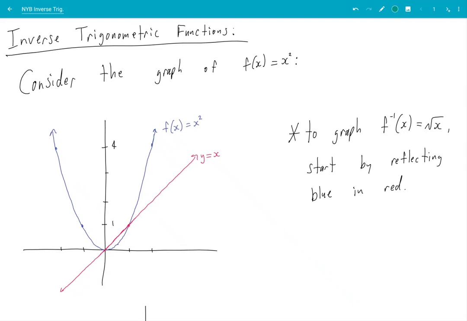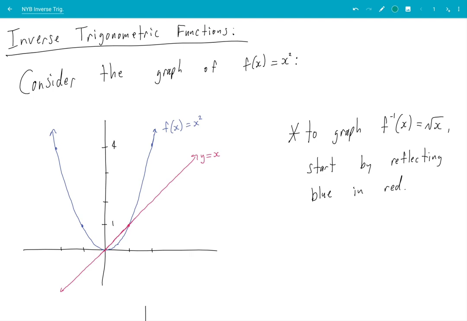Please pause and copy everything you see on the screen right now. So, to begin the class, we'll be looking at inverse functions of some trig functions, sine, cos, tan mostly.